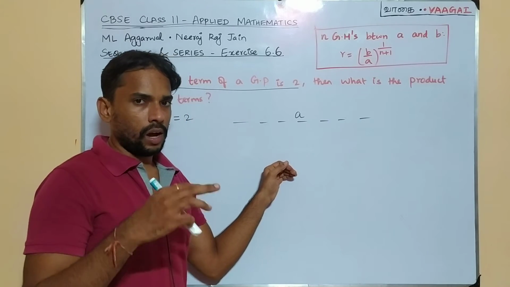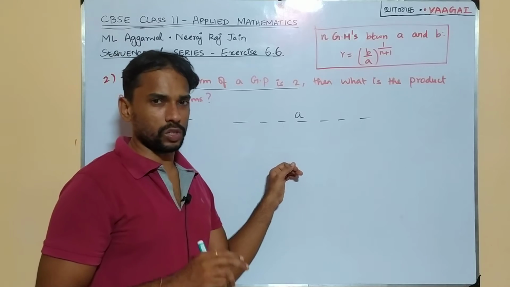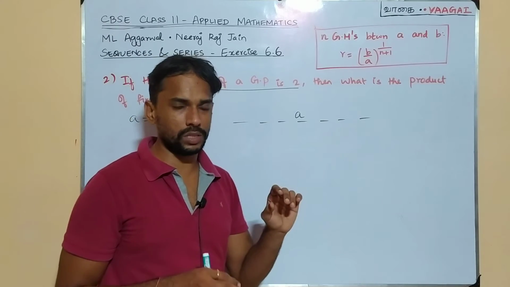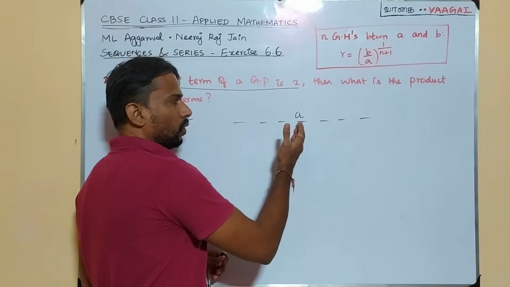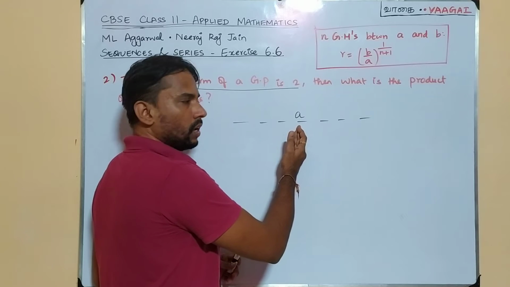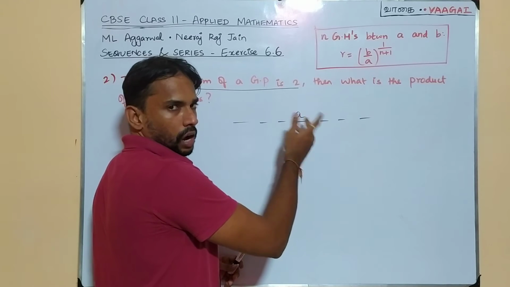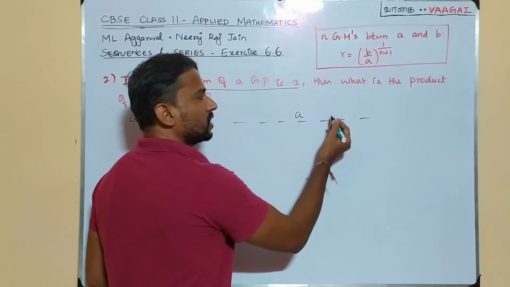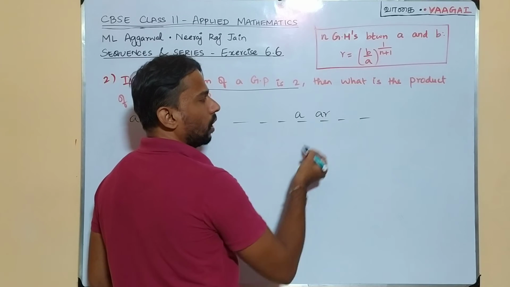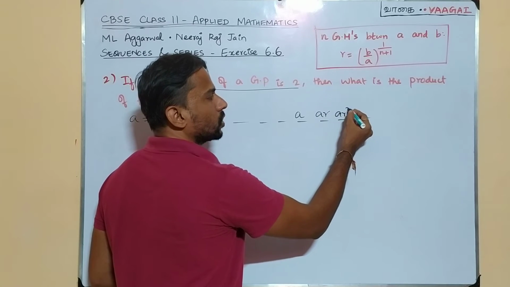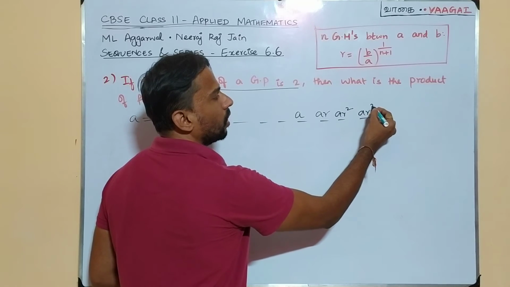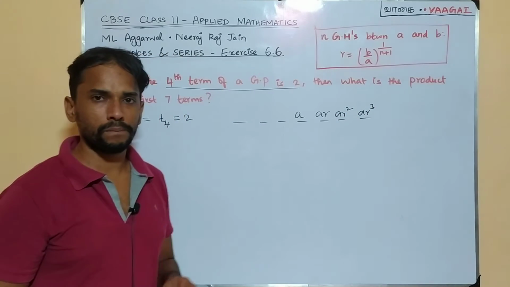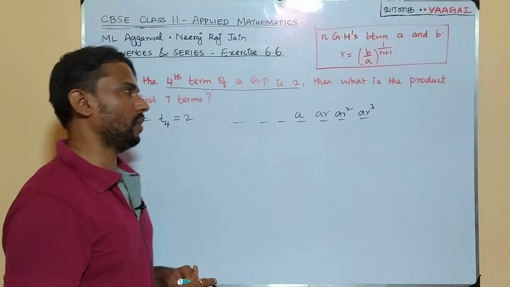How, if you ask, it is very easy for us to represent the other terms. I know this fourth term is A, correct? If the common ratio is going to be R, then what will happen? The next fifth term will be A into R. Sixth term will be AR square, and seventh term will be AR cube. Is it or not? Simple, right?